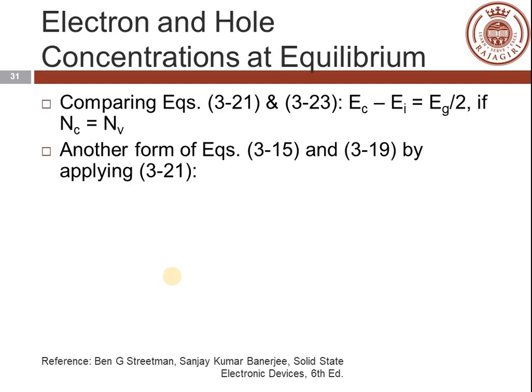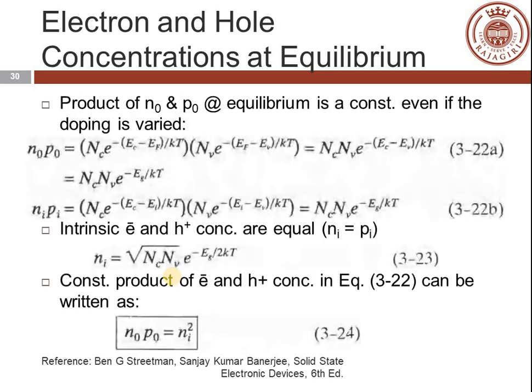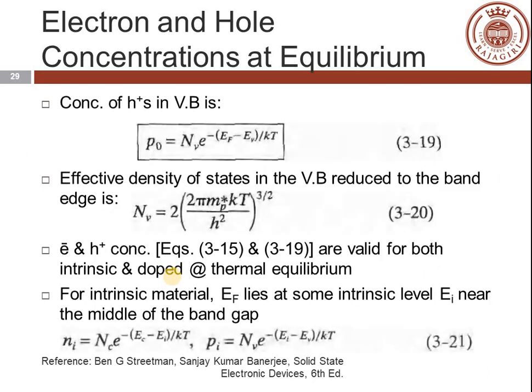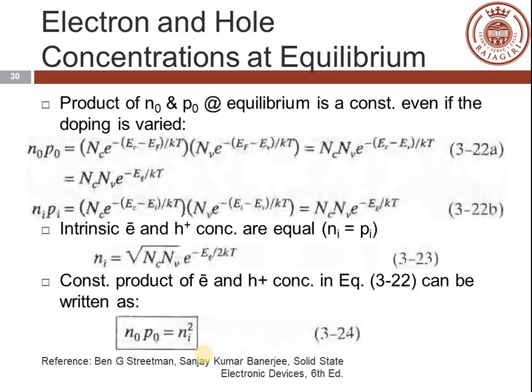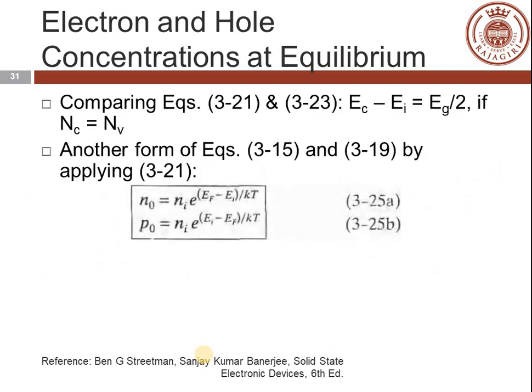Also, there is another form of writing equations 15 and 19. 15 and 19 give n0 and p0 in terms of Nc and Nv, to which you can apply equation 21, that is the ni and pi expression. Rearrange these equations and substitute for Nc and Nv in 15 and 19. Then we will get the expressions n0 equal to ni times e to the power (Ef minus Ei) divided by kT, and p0 equal to ni times e to the power (Ei minus Ef) divided by kT.